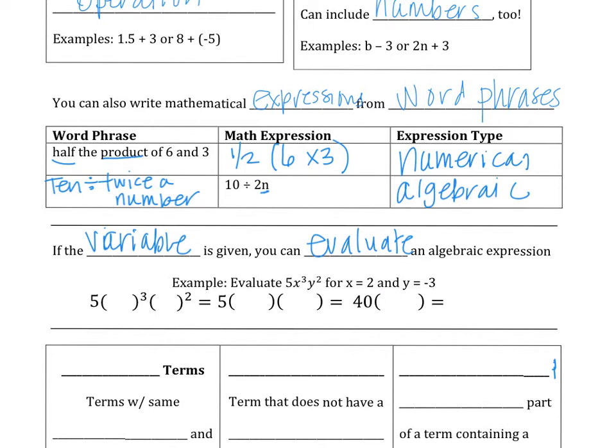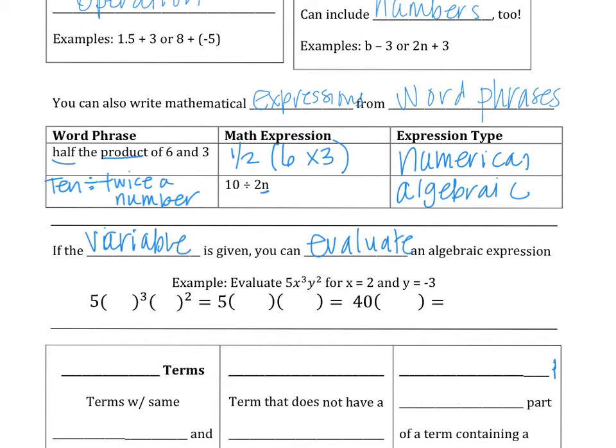Right here is an example of this. If we have 5x cubed y squared right here, if that's all we have, we can't solve it because we don't know what x is, we don't know what y is, and it actually looks a little scary. But once we're given what x is and y is, it's kind of like detective. Now we have the clue, and now we can solve it. Every time we see an x, we're going to put in a 2. Every time we see a y, we're going to put in a -3.